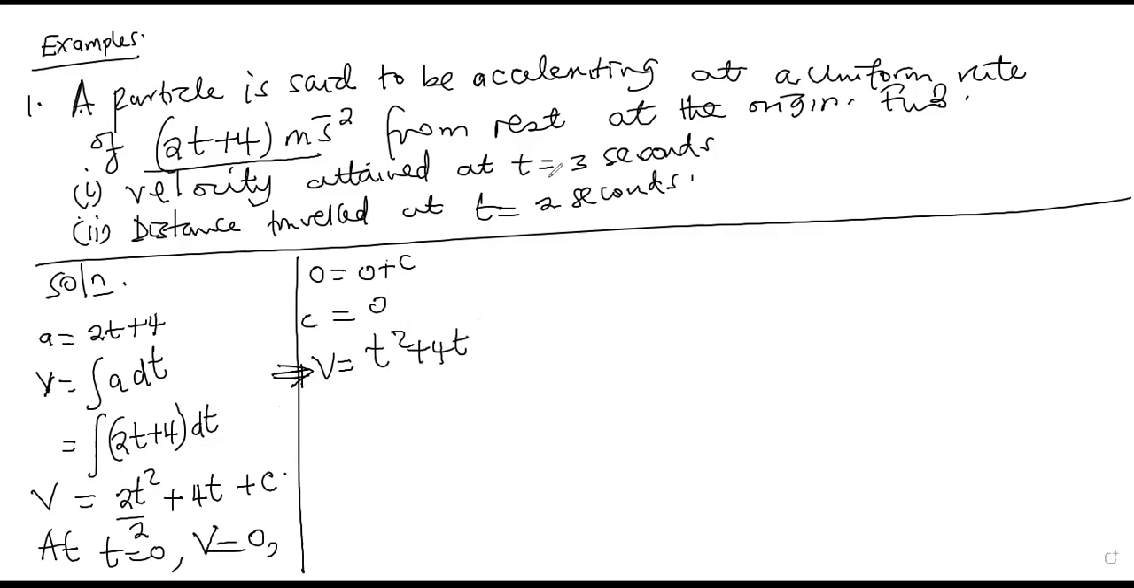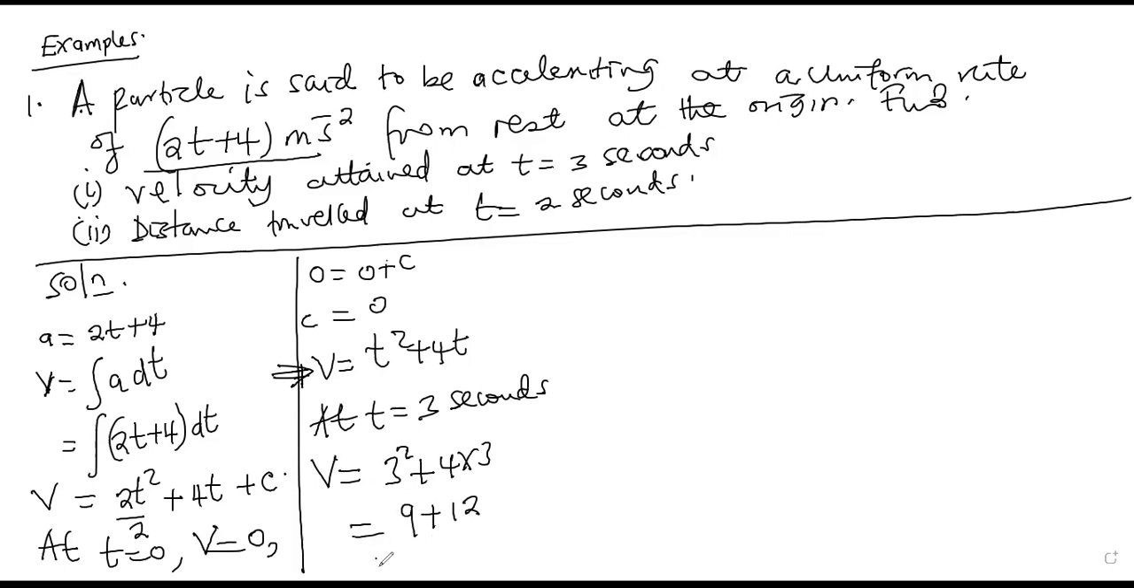But they want us to find velocity at t equals 3 seconds. So at t equals 3 seconds, our velocity is going to be t squared, which is 3 squared, plus 4 times 3. So this will be 9 plus 12, and we shall get 21 meters per second. Is it okay?